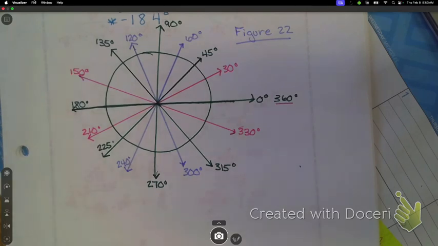Okay? So that's your figure 22. We will have a nice one where I give you a printed circle and we will put all this lovely information on it. But right now this is your figure 22.